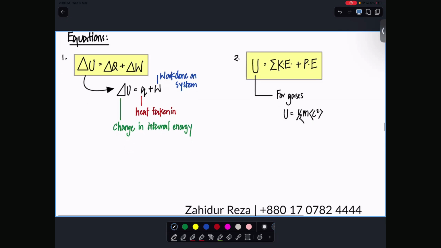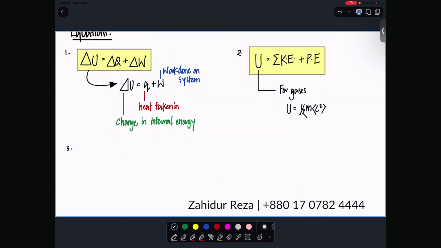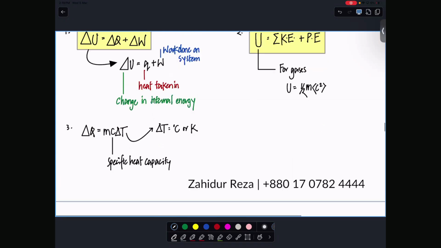Okay, is that clear? Right, two more equations. It's actually not an equation, I've given it here because you asked, but the rest of them: del Q is equal to mc del T, and the c here is known as what? Specific heat capacity. For change in temperature, absolute change, degree Celsius or degree Kelvin are the same, so you don't need to worry about that.